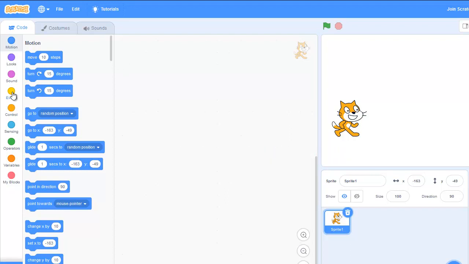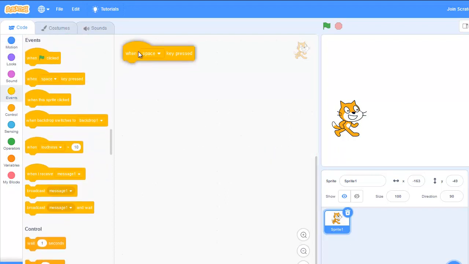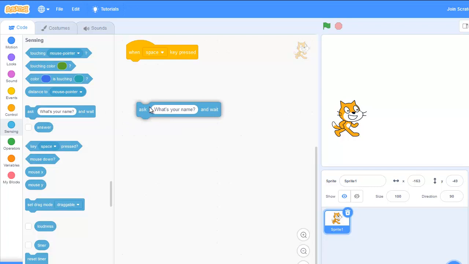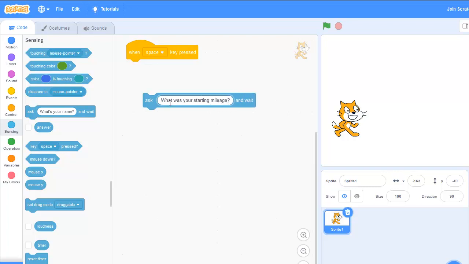So let's go ahead and do that in Scratch. So in our events, we'll drag out when the space key is pressed. Then we're going to need to ask a few questions. So let's go ahead and ask our first question, which is, what was your starting mileage? We'll need an answer for that. Our next question, what was your ending mileage? And we'll need an answer for that.